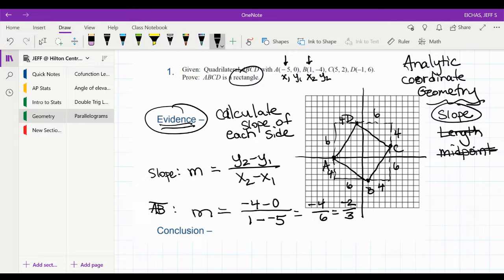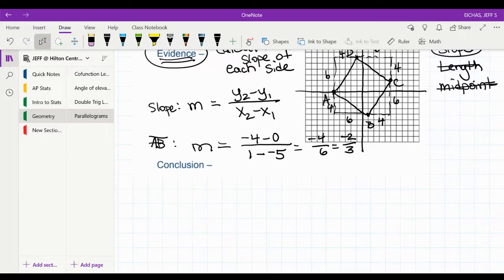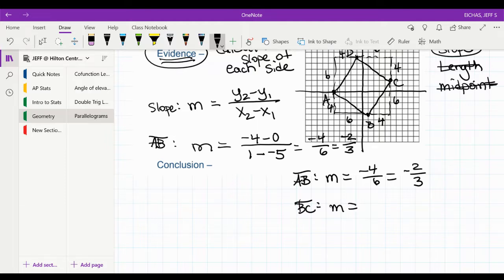Okay, so you could use the formula. I don't. I typically just count, but I show the numbers on the diagram. So for AB, slope, I'm going to rewrite it. Negative 4 over 6 is negative 2/3. All right, now I'm going to go to BC. My slope there, I'm going to use this. It's going up as we move left to right. So it's a positive slope. Rise over run is 6 over 4. That reduces to 3 over 2.